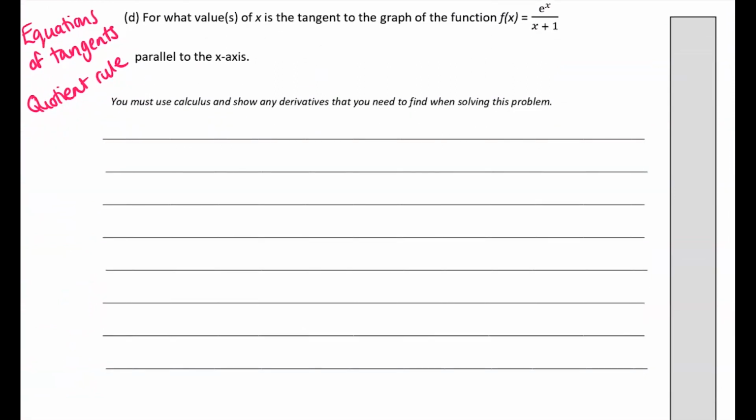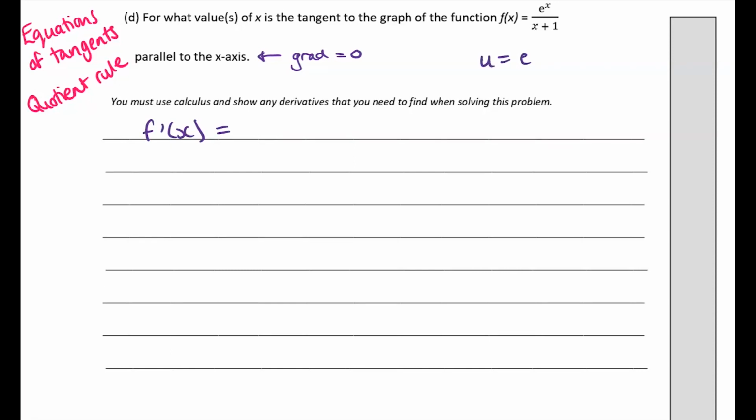Okay, for what values of x is the tangent to the graph of this function parallel to the x-axis? So first of all, parallel to the x-axis would be the gradient is equal to 0. So we need to find the gradient of this function. That's going to use the quotient rule because we've got something divided by something else. So f dash of x.